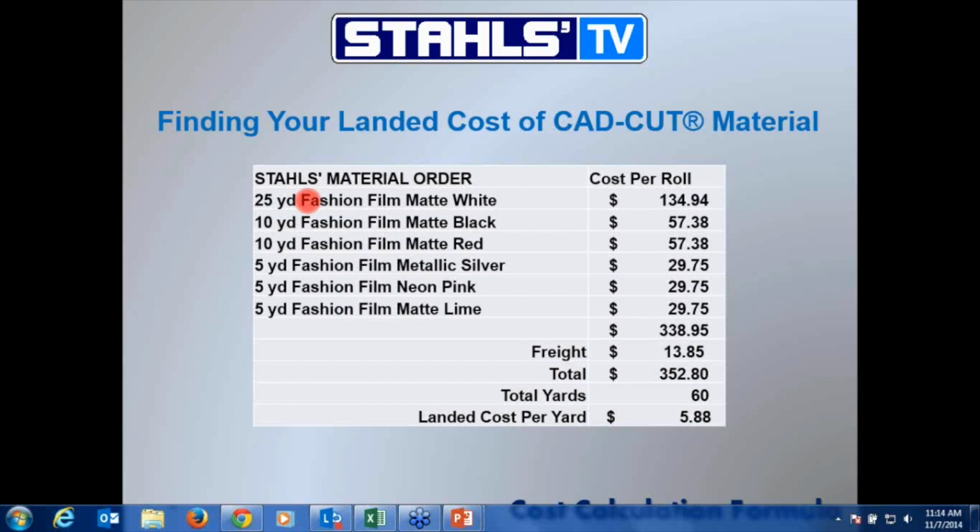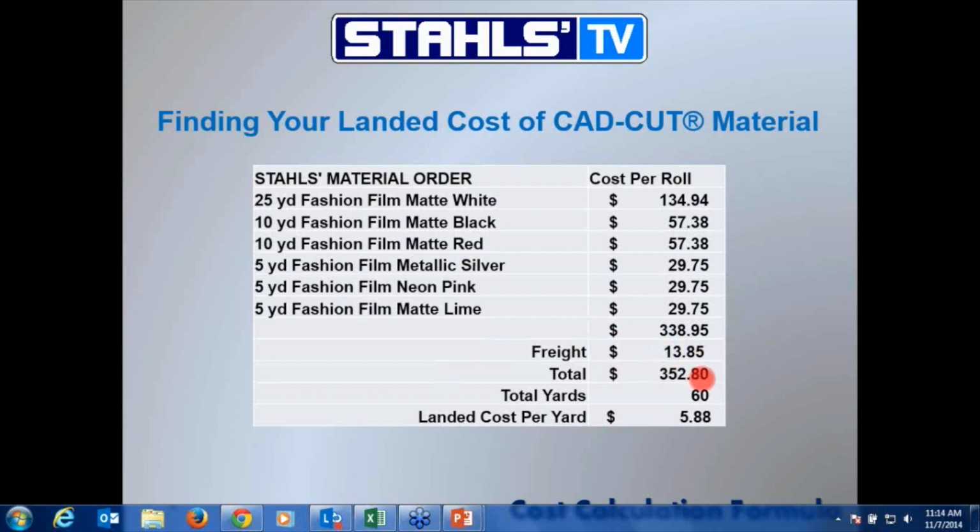So when you look at a typical Stahls material order, I did a sample one here for fashion film. We can see we have a 25-yard roll of white, a couple 10-yard rolls, and 3 5-yard rolls. And we put the cost per roll for each. This would be like an invoice or an order that's in the cart. Then we figure out how much freight it's going to cost to get that average size order into our door, and then we come up with a total order cost.